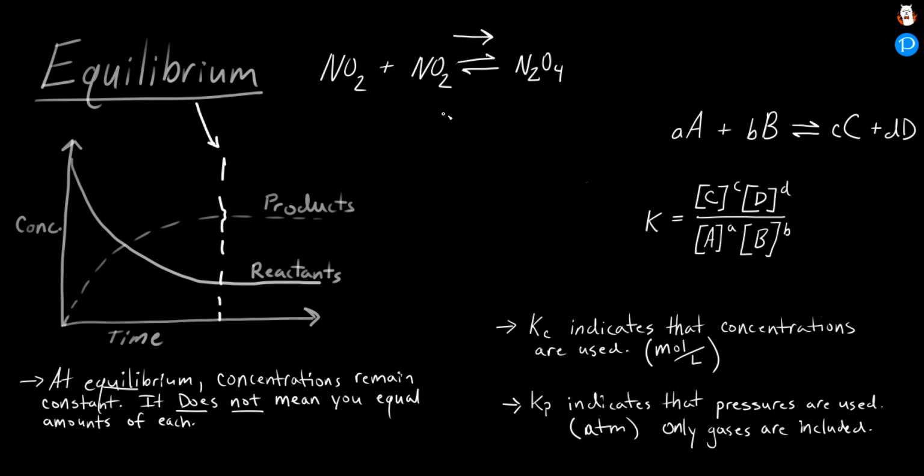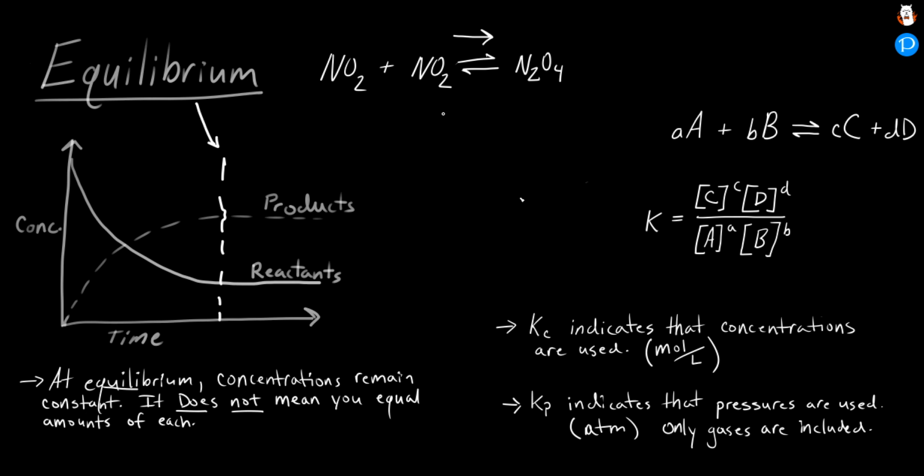Again, for some chemical reactions, equilibrium lies far to the right, meaning most of your reactants get converted to products, and other chemical reactions lie far to the left, meaning hardly any of the reactants get converted to products. And then there's everywhere in between as well.